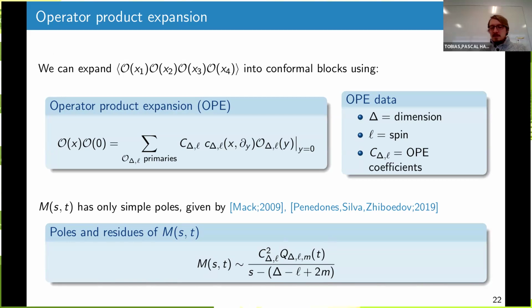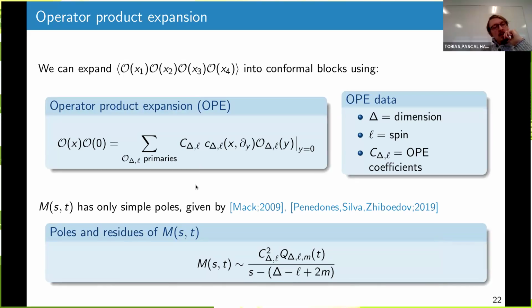So now we can ask, what are the... Sorry, the fact that this M has only simple poles is a tree level statement probably, right? Loops, it will have cuts or? No, this is a non-perturbative statement. So this is true for the non-perturbative Mellin amplitude. Oh, I see.